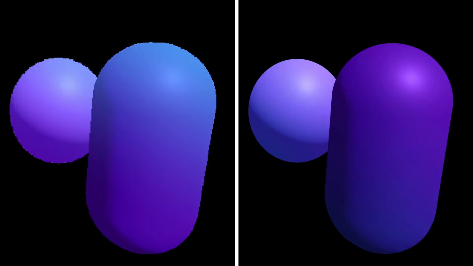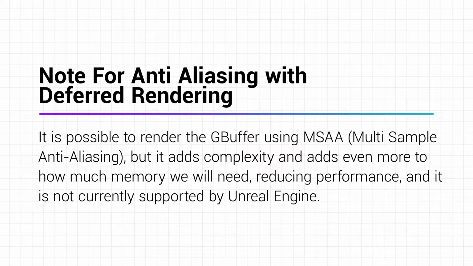One problem to note with deferred shading is anti-aliasing. It is possible to render the G buffer using MSAA, but it adds complexity and adds even more to how much memory we will need, which reduces performance. And it is not currently supported by the Unreal Engine.